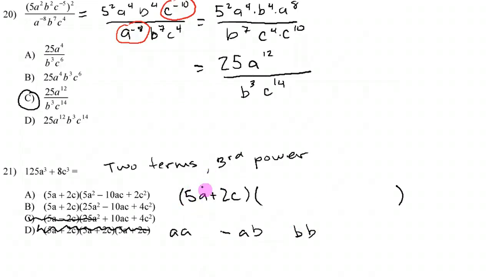So first times first, I have 5a times itself is 25a squared. Then I do a times b, so this one times this one. And I get 5a times 2c is 10ac positive, but we take the opposite of that. So we get minus 10ac. And then the last one is just 2c times 2c, which is going to be 4c squared. And which one's that answer? That one is B.